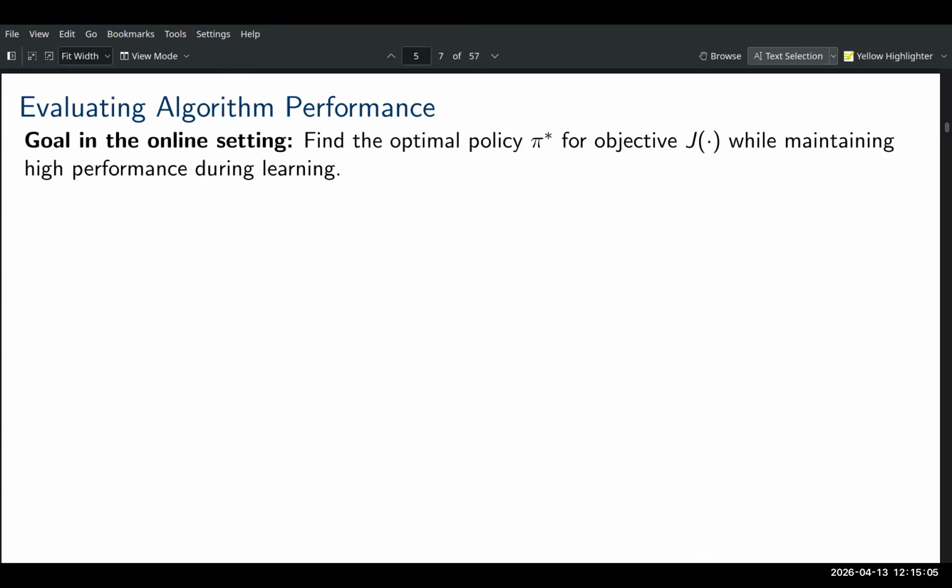So the goal is to find the optimal policy pi star that maximizes some underlying objective J. Now the question is, you are interacting with the environment over a series of episodes, and you want to find pi star, but what's the underlying metric for comparing the performance of two different algorithms?